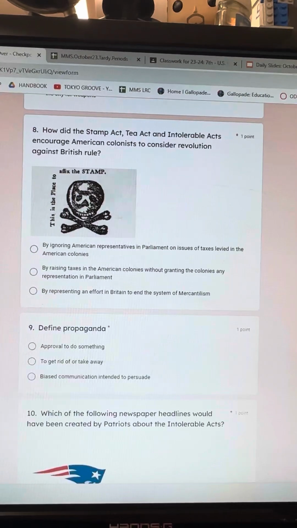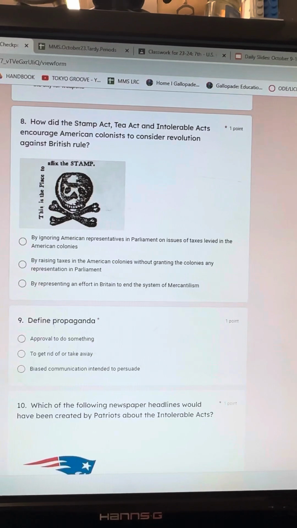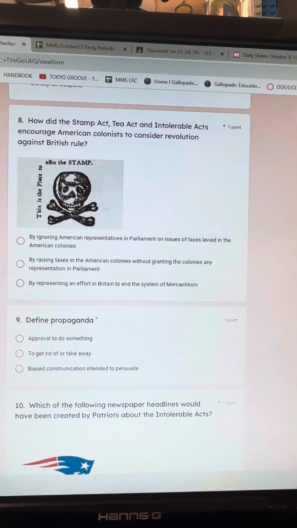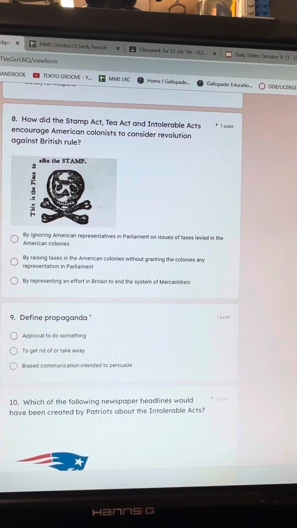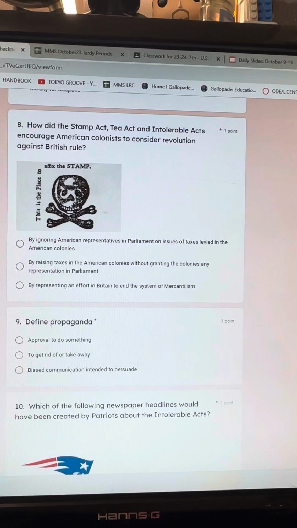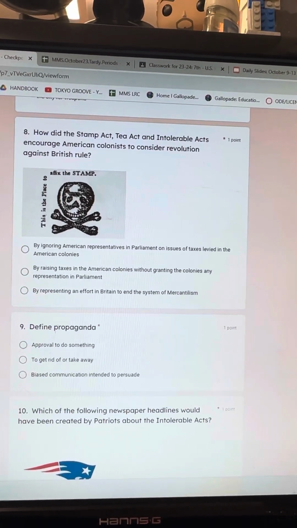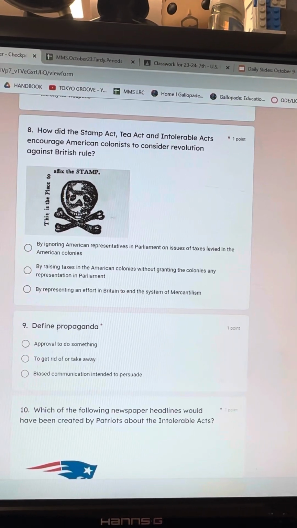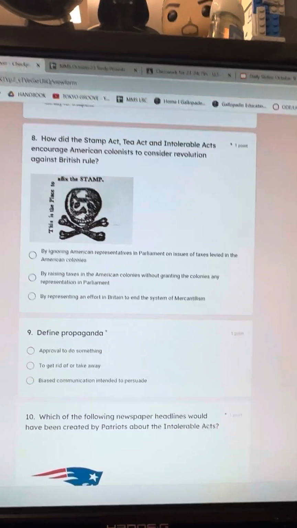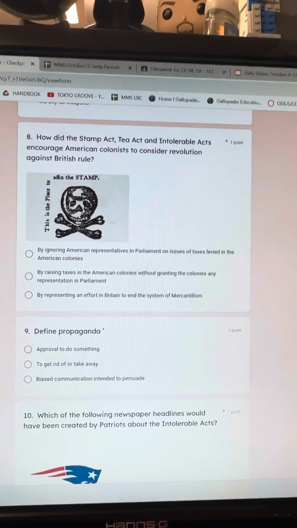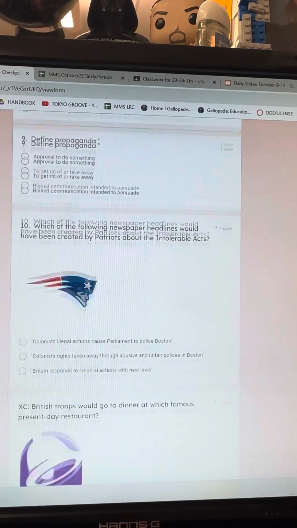This kind of brings it all together. 8. How did the Stamp Act, Tea Act, Intolerable Acts encourage American colonists to consider revolution against British rule? A, by ignoring American representatives in Parliament on issues of taxes levied in the American colonies. B, by raising taxes in the American colonies without granting the colonies any representation in Parliament. Or C, by representing an effort in Britain to end the system of mercantilism. Just have to read slowly on that one. You know the answer, but you just have to read slowly.